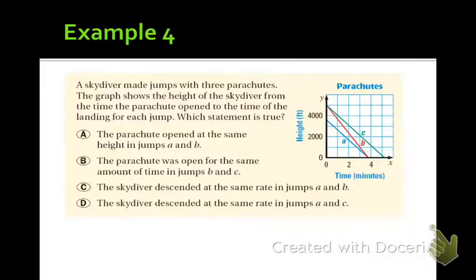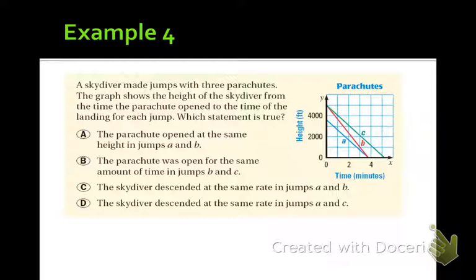All right, next example. A skydiver made jumps with 3 parachutes. The graph shows the height of the skydiver from the time the parachute opened to the time of landing each jump. Which statement is true? The parachute opened at the same heights in jumps A and B. When the time was 0, that would be their starting point. At time 0, A and B are at different heights. This is your height. So that's not true.